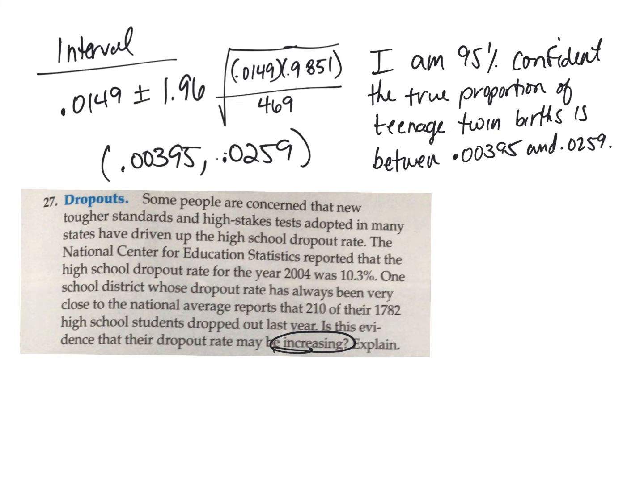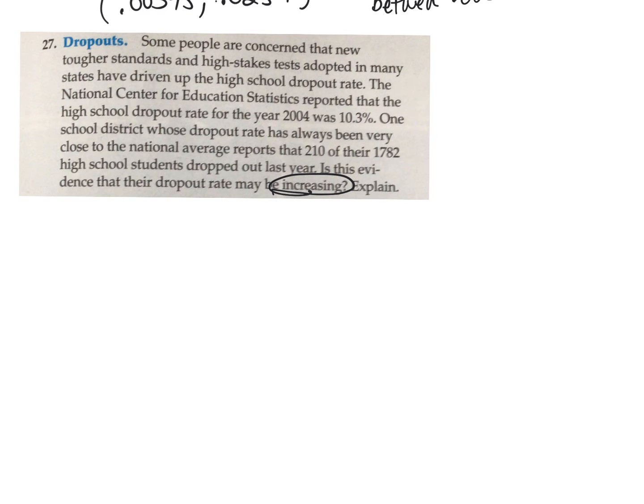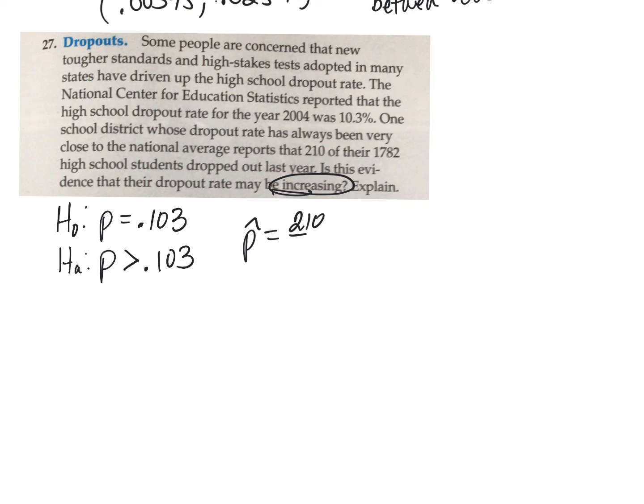So what does that tell us about your alternative hypothesis, right? My null hypothesis is that p equals 0.103, and my alternative is that p is greater than 0.103. They're worried about whether it has gone up, so they're testing a greater than hypothesis. The p-hat is 210 over 1782, which is 0.118.